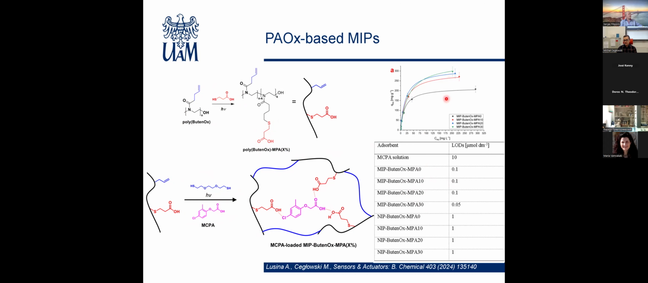We, of course, investigated the adsorption isotherm. As you can see, the differences are not that high. The best ones are obtained from the highest MPA content. And the limits of detection are almost the same for the 3 initial MIPS, so 0, 10, and 20% of functionalization. For the one with 30, we actually got a better limit of detection, twice as good compared to the other 3. For the NIPS, the results were all the same. So actually the functionalization allowed us to slightly improve the limit of detection.